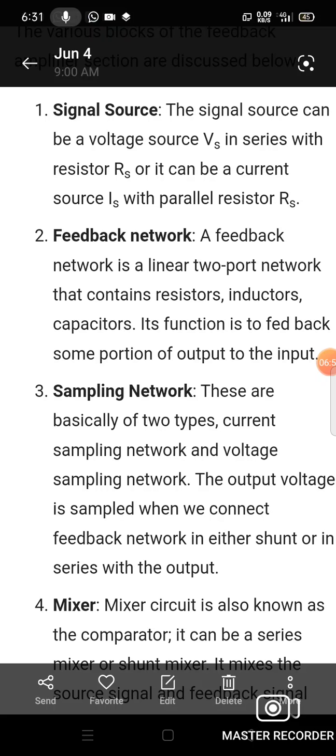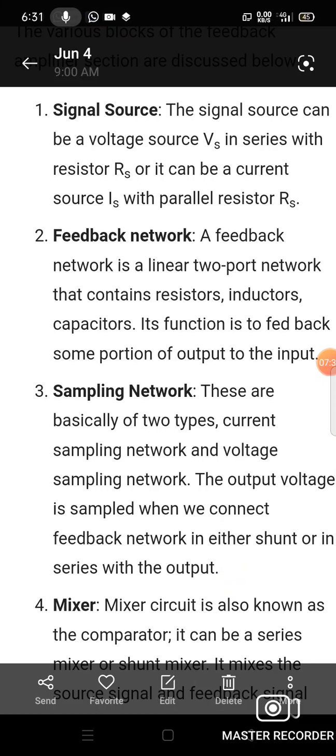That network's components are considered only passive components, either individually or in combinations. That's why here also consider that it contains resistors, inductors, capacitors. Its function is to feed back some portion of the output to the input, right? So feedback is a connection used to take some portion of the output voltage and feed it back to the input. That is the feedback network.